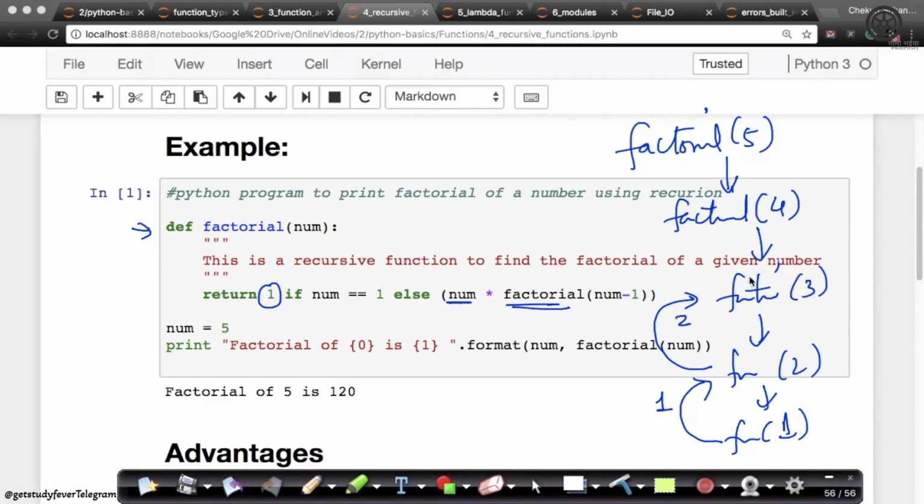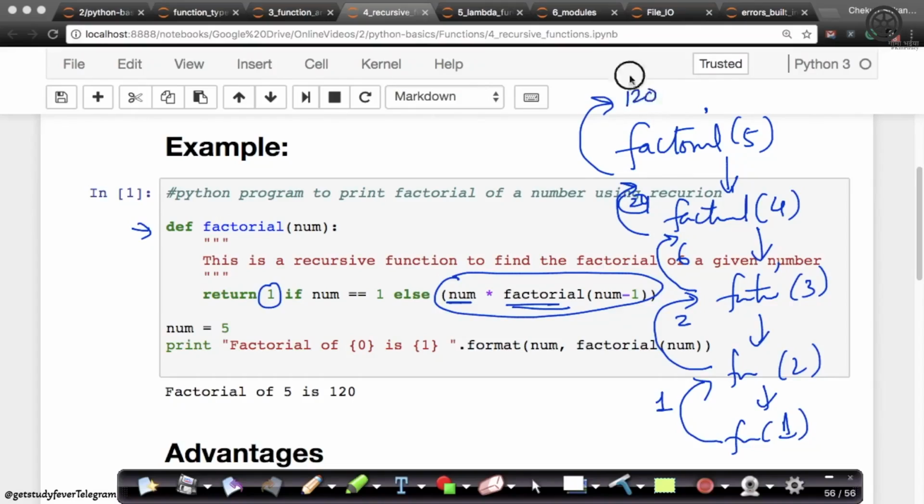Now this 2 will be multiplied by 3 because see, look at this here. I have num multiplied by factorial of num minus 1. So 2 into 3 becomes 6. So this function now returns 6 here. Now this 6 will be multiplied by 4 and I get 24 here. And this 24 will be multiplied by 5 and I get 120 here. This is how the function flow happens. Okay, it's basically like I'm going into the lower values of factorial and I'm coming back.